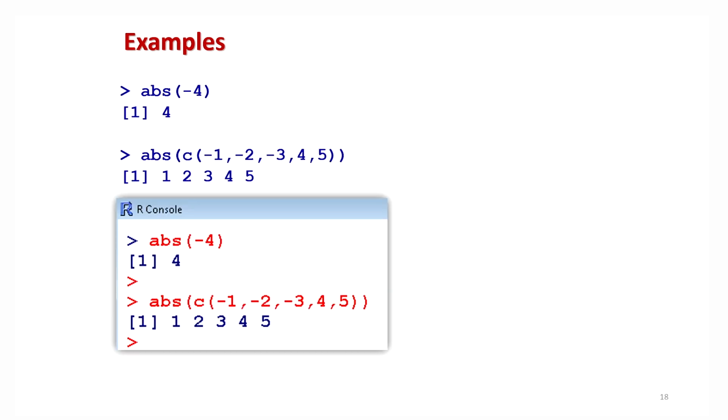Let me give you some examples of how it works. For example, if I write the absolute of minus 4, you can see it comes out to be 4, and it is a scalar, there is only one value. So there is absolutely no issue.